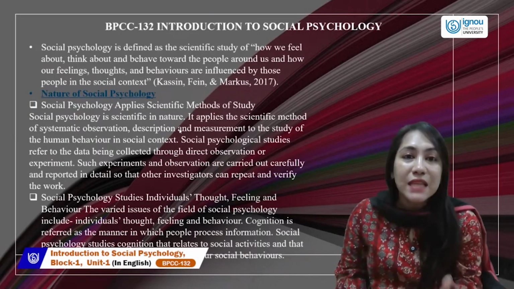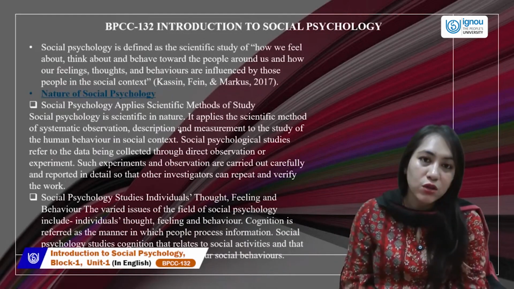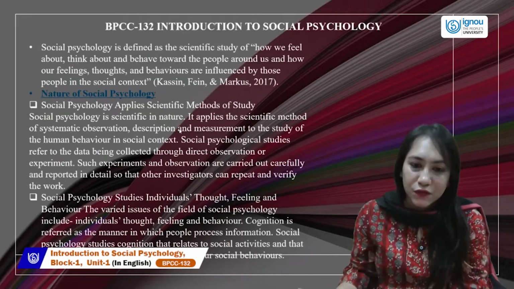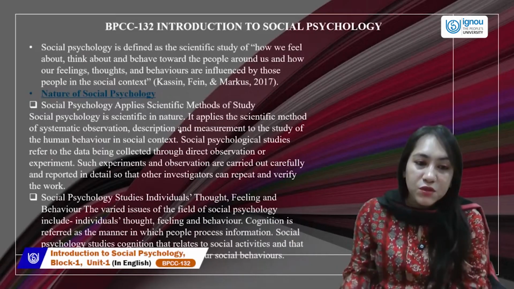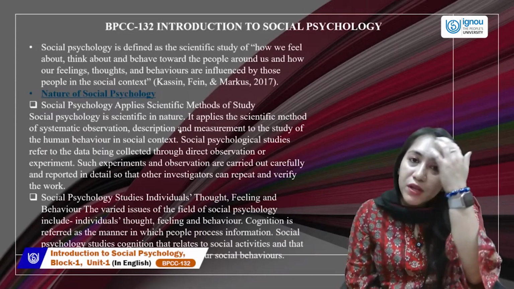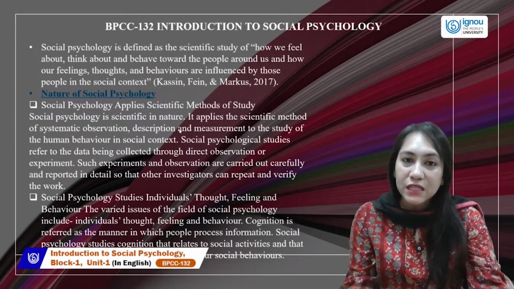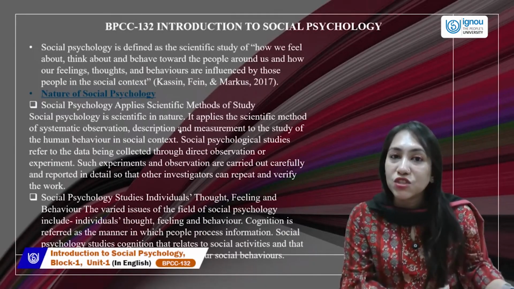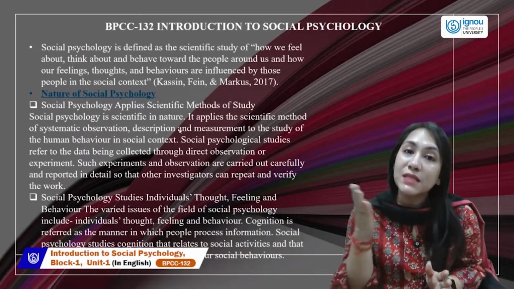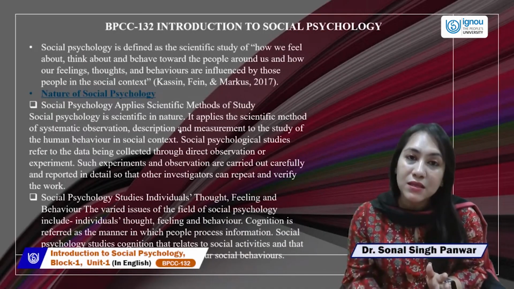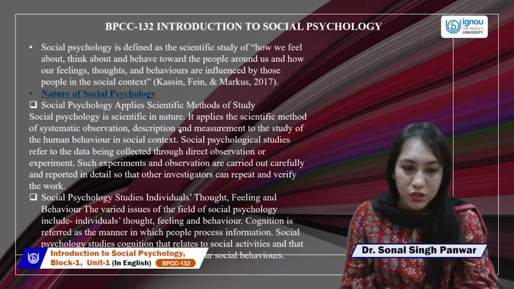So that is the scientific nature of social psychology. The first point is that it is a scientific study. It applies systematic observation, description, and measurement of attributes. Like interpersonal attraction is an attribute that I want to study in teenagers. It would be studied scientifically, with scientific methods, in a social context.